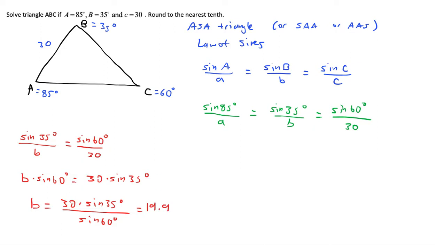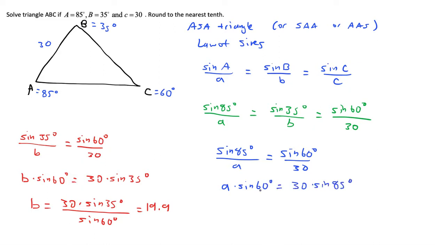So what's left? Well, now we have to find A. So we'll do the same thing. We'll use this ratio and this ratio, set them equal to each other. So the sine of 85 over A equals the sine of 60 over 30. And similarly, we'll cross multiply these. A times the sine of 60 equals 30 times the sine of 85. And then we'll just divide this side out and we'll get A by itself. So A equals 30 times the sine of 85 degrees all over the sine of 60 degrees.